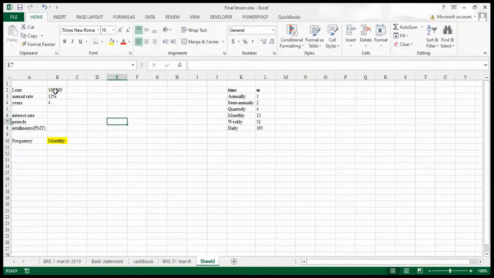I want it to behave in a way that if I place my cursor here, it is not going to be called B2. Instead, it should be called loan. If I place my cursor here, it should be called annual rate, not B3. So which method am I going to use to help me do that?